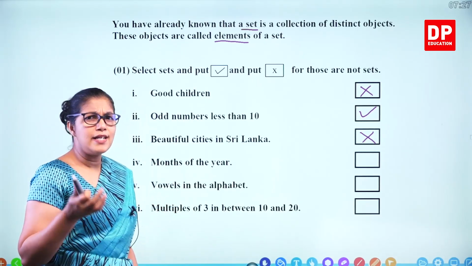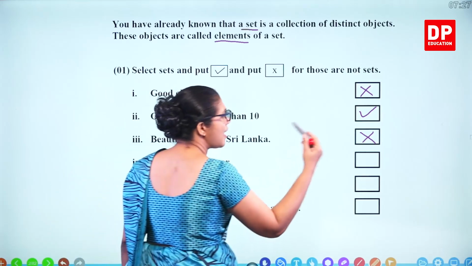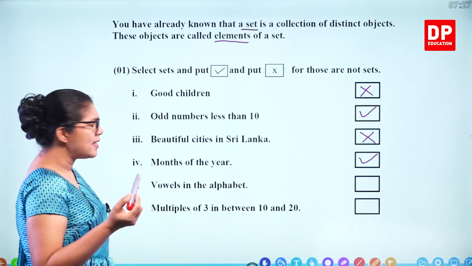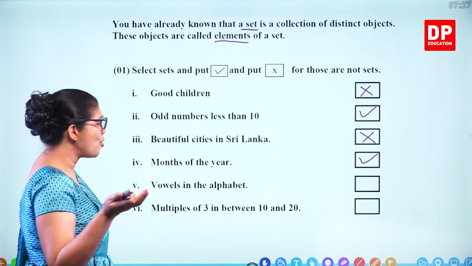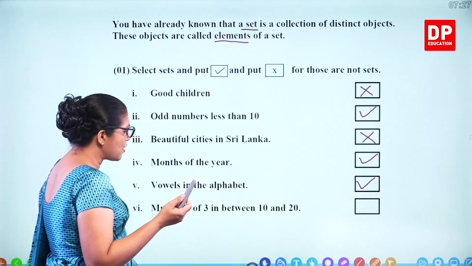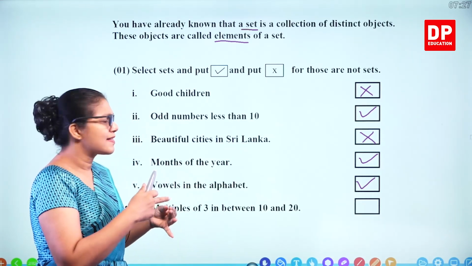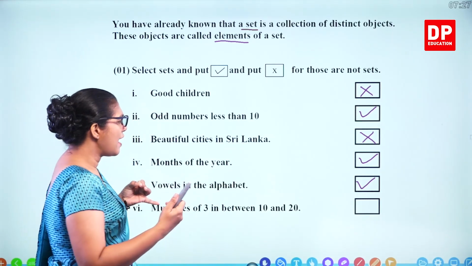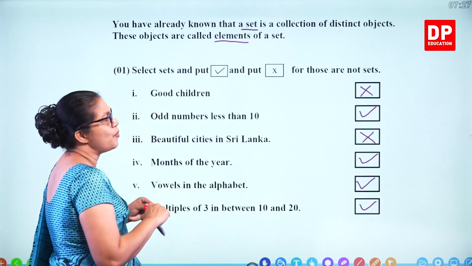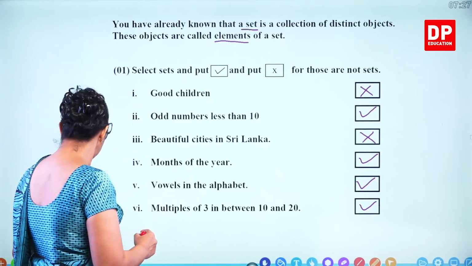Months of the year, January, February, March, we know that. So we can count and identify. So that's a set. Vowels in the alphabet, A, E, I, O, U. That's a set. Multiples of 3 in between 10 and 20. So 3, 6, 9. So we can identify. That's a set. So we know how to identify what are sets.